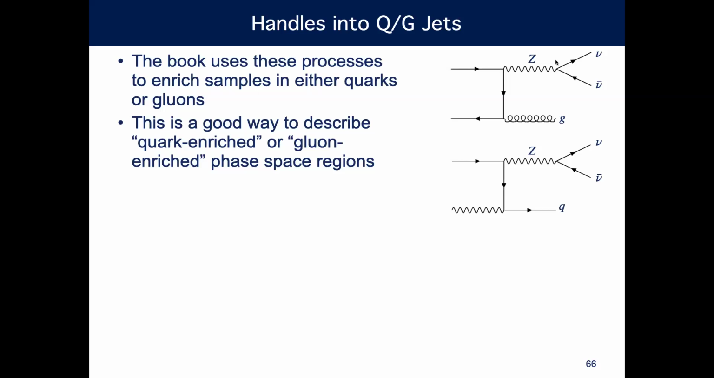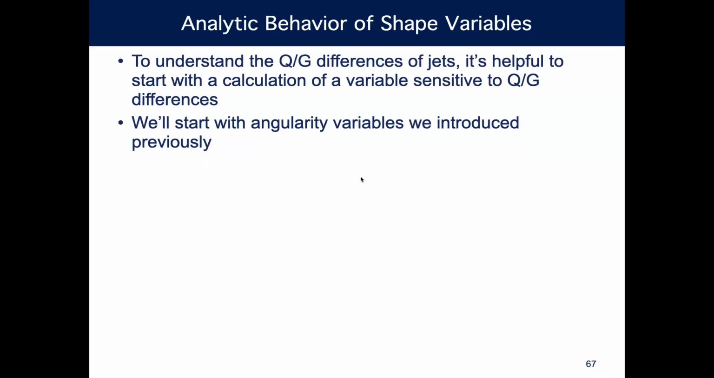So if you're looking into the handles, like if you're looking at these cases in Monte Carlo, this is the textbook that we're looking at, these are the events that they generate. So you can generate Z plus gluon, where the Z goes to nu, or a Z plus quark, where the Z goes to nu, and then you have a really enriched gluon sample versus a really enriched quark sample, and you can look at the differences in Monte Carlo predictions. It's helpful to look at the angularity variables that we looked at earlier. But that's really basically all we can kind of do.